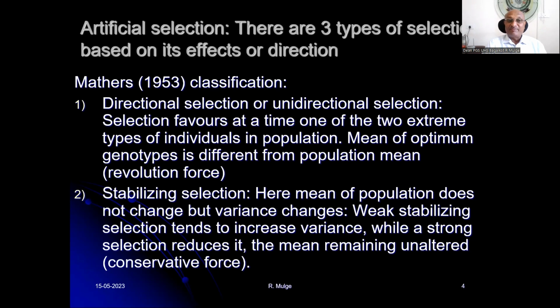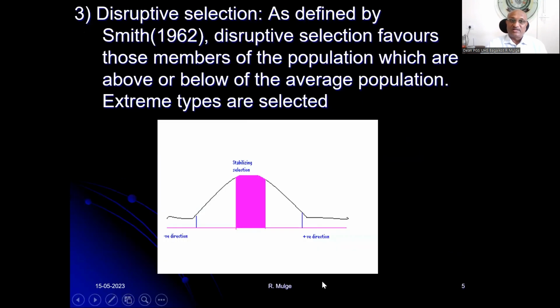So weak stabilizing selection tends to increase the variance. Right? We are not too concentrated on stabilization, so there can be an increase in variation because of the recombinants. While with strong selection, very few plants you are going to select, so strong selection reduces the variance. But the mean remains unaltered. It is a conservative force.